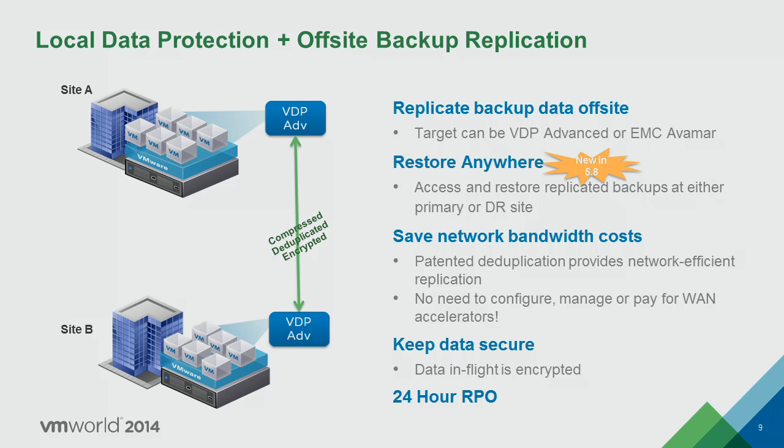The new thing in 5.8 in VDP Advanced is that you can now restore from your replicated backups either at the primary site or at the DR site. This is because you can now browse your replicated restore points from either site. So if your primary is down and you want to recover at your DR site, you just browse your replicated restore points, select the one you want to restore, and you can restore it directly at the DR site as well.